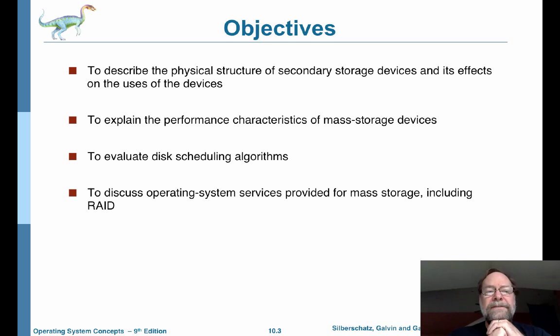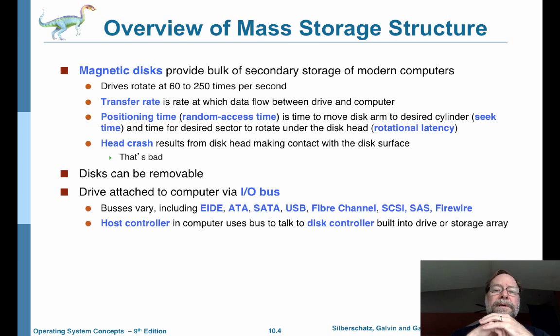So the basic objectives of the chapter are fairly straightforward. We'll talk about the physical structure of storage devices, secondary devices, hard drives primarily. We'll talk about the performance characteristics. We'll look at the quality of different scheduling algorithms, and we'll look at why we want to use RAIDs if we're really interested in security.